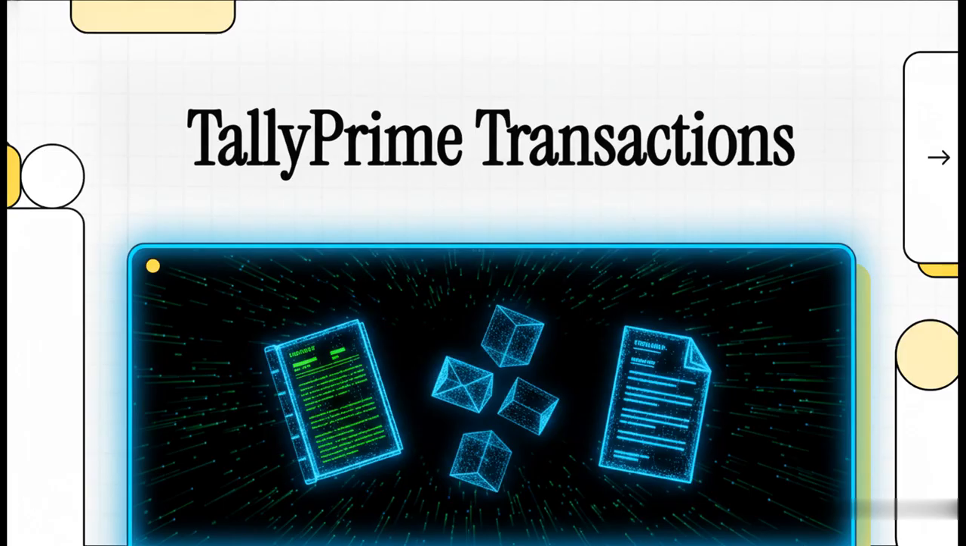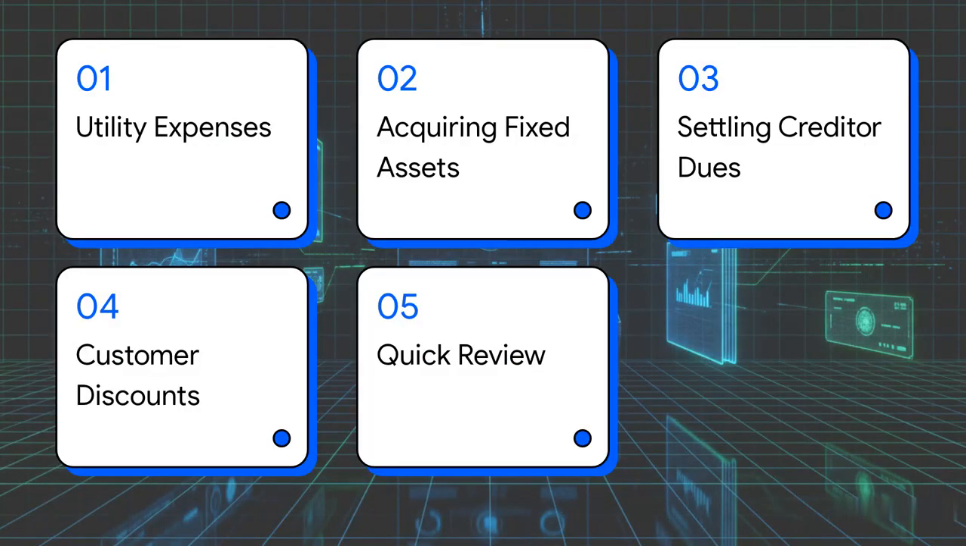I am absolutely thrilled you're here. Today, we are diving straight into the Command Center to master 5 critical business transactions. We're going to transform raw data into a perfectly balanced ledger, and we'll do it by understanding the exact accounting entries right inside Tally Prime. Here is our system boot sequence for today. We'll tackle daily utility expenses, acquiring fixed assets, settling creditor dues, processing customer discounts, and wrap up with a quick review.